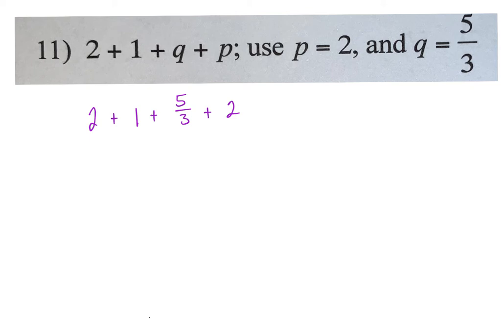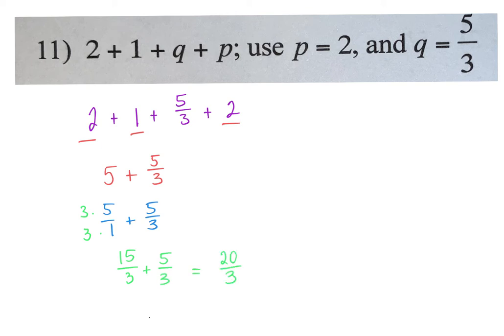Personally, because it's all addition here, I would add my whole numbers first and then worry about my common denominator. So I would add 2 plus 1 plus 2 and then have this 5/3. You can do this two different ways. You can get a common denominator. So this is 5 over 1 plus 5 over 3. My common denominator here is 3. So that is 15 over 3 plus 5 over 3, which will give me 20 over 3.